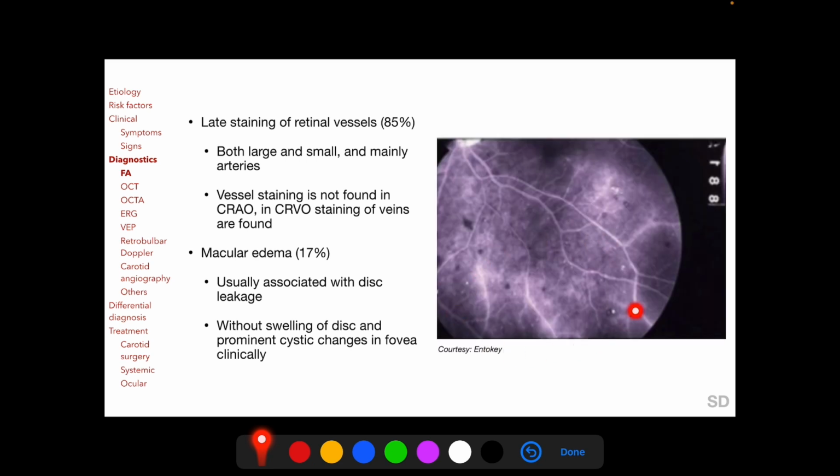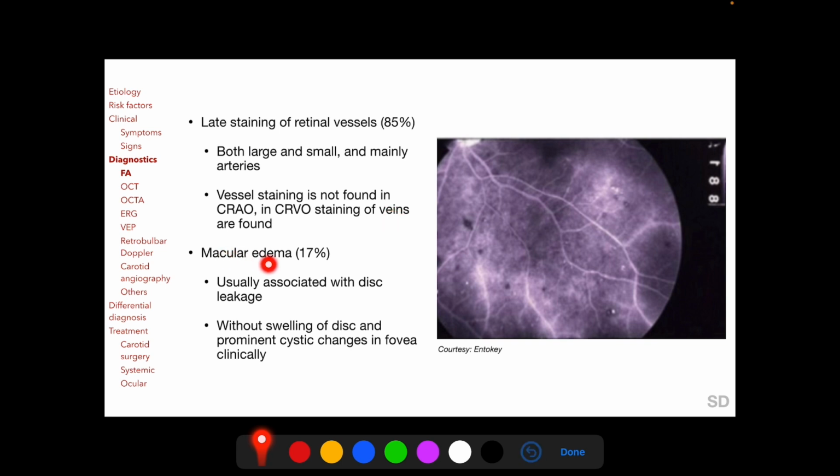This fluorescent angiogram also shows late staining of retinal vessels in an eye with OIS, and staining in eyes with OIS occurs in both large and small retinal vessels and mainly arteries. And this is in contrast to CRAO, in which vessel staining is not found on fluorescent angiography, and CRVO, in which staining of veins are found on fluorescent angiography.